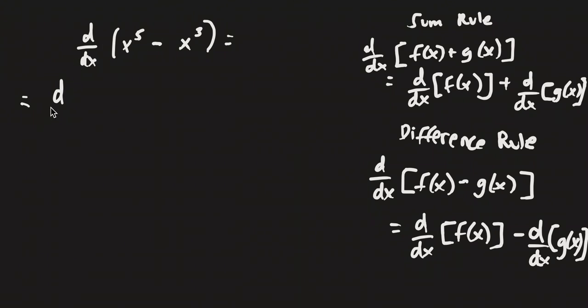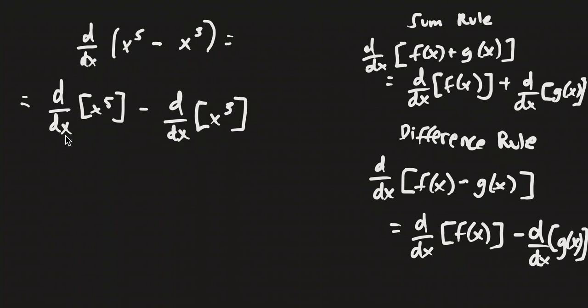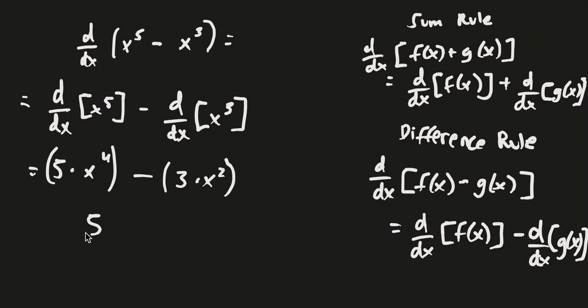So I'm going to break it apart, just like this, into two pieces to find the derivative of each one individually. So this would be exact same. Use the power rule to get this 5 down, multiply by x to the power of 4. Subtract that by 3 down times x squared. And so this equals 5x to the fourth minus 3x squared.